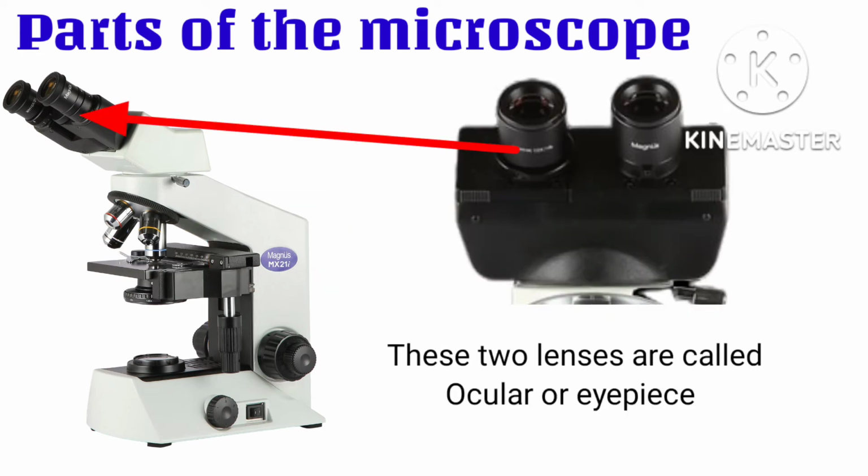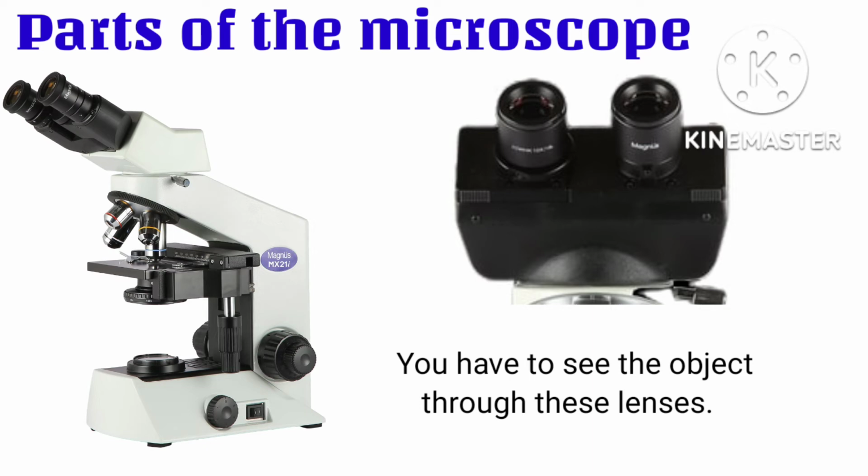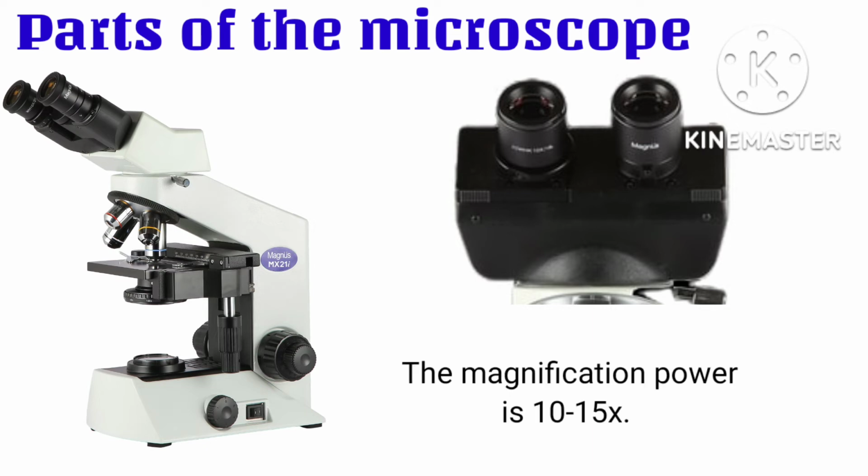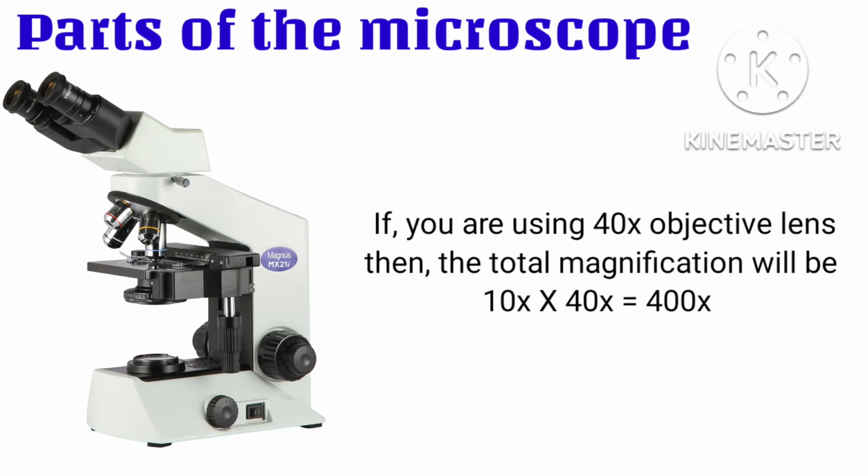Again, two lenses are here in this position. They are called eyepiece or ocular lens. You have to see through these lenses. Generally, the magnification power of the ocular lens is 10x, but sometimes 15x are also available and it is fixed. If you are using 40x objective lens, then the total magnification will be 400x.